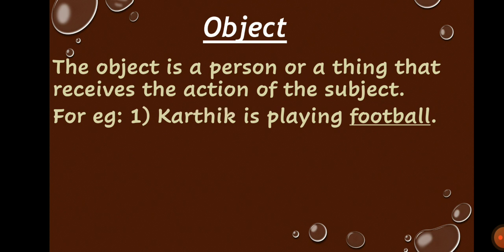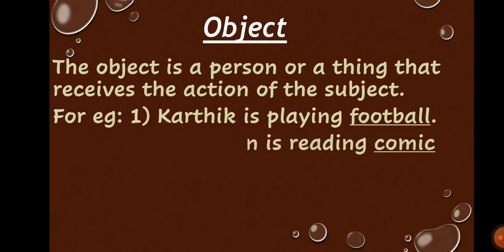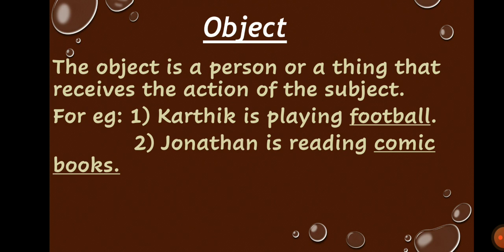Karthik is playing football. Here we can see that football is receiving the action of playing. So hence football is the object. In the second sentence, Jonathan is reading comic books. So here we can see that reading is the action. Who is receiving the action of reading? Comic books. So hence comic books is the object over here.